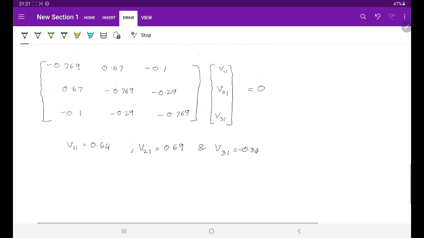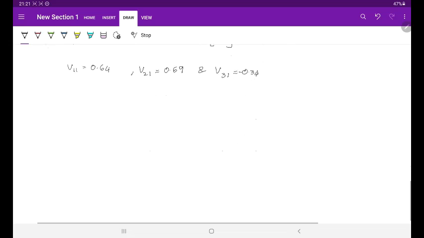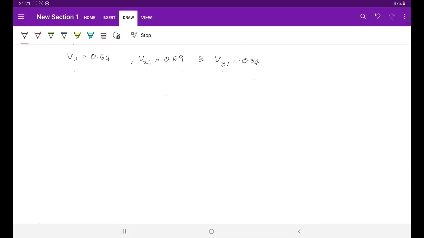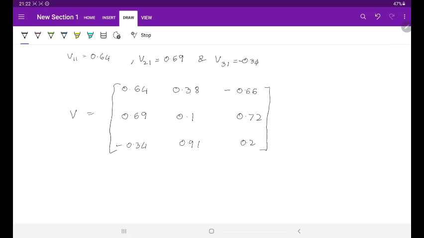Now similarly we are going to substitute lambda equal to lambda 2 and lambda 3 in the matrix A and find the remaining values of the matrix V. After that calculation, the matrix V that we would be getting would be, the V is having an additional property, that is, if we multiply V by its transpose matrix V dash, then we would be getting the identity matrix I.